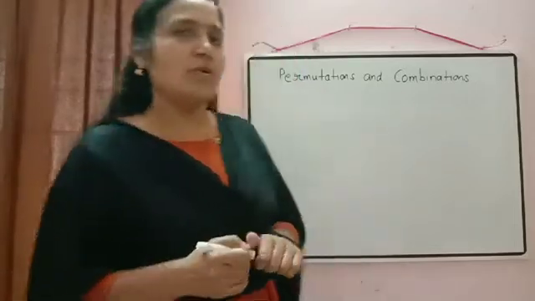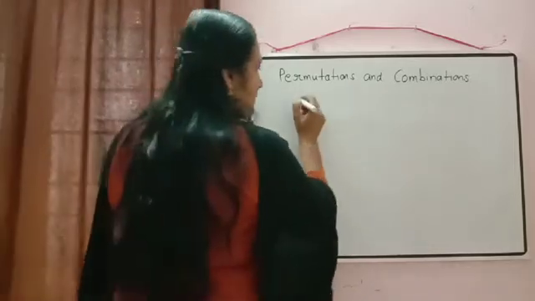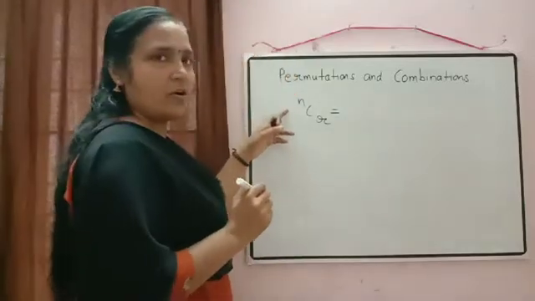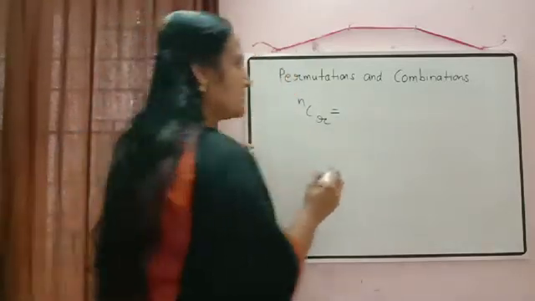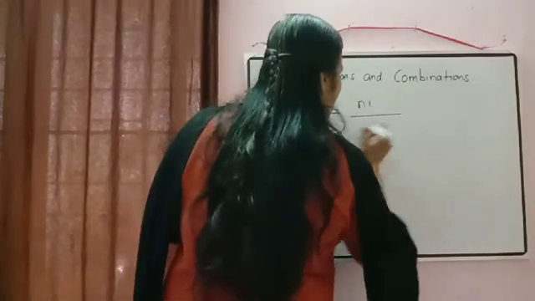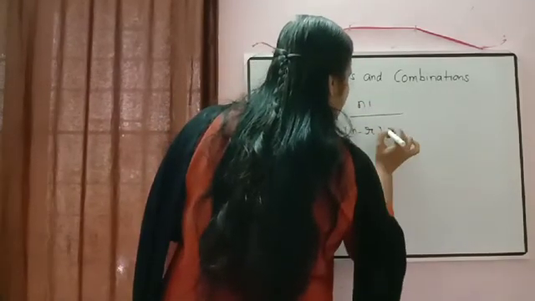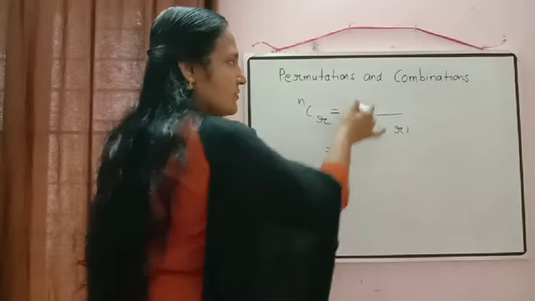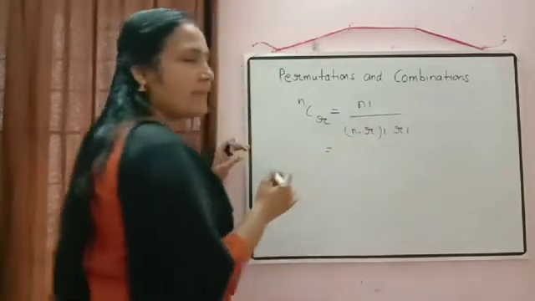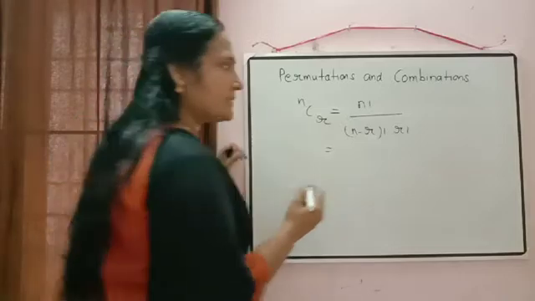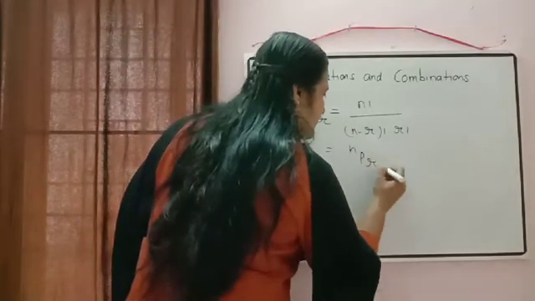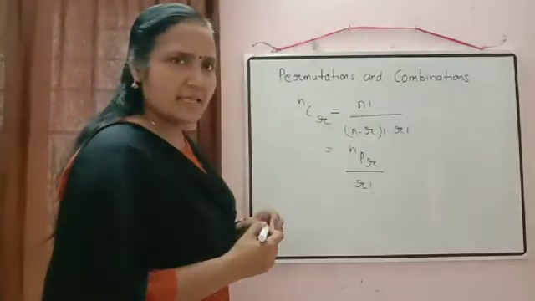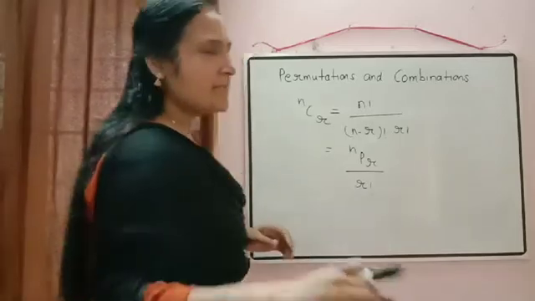Already I told you the formula for combination. Normally combination is written this way: NCR, out of n objects we are selecting r objects, and the formula is NCR equals n factorial by (n minus r) factorial into r factorial. The formula for permutation, NPR, is n factorial by (n minus r) factorial, so NCR can be written as NPR by r factorial.